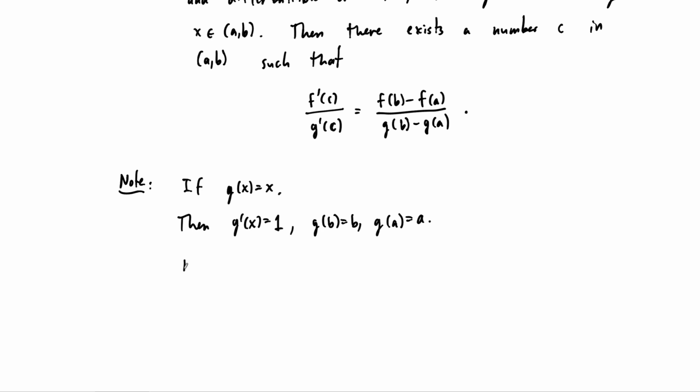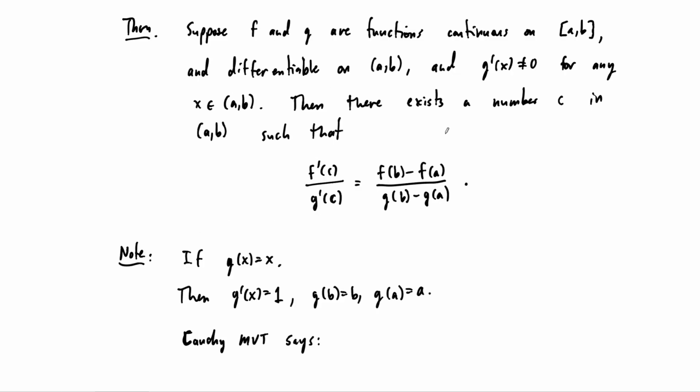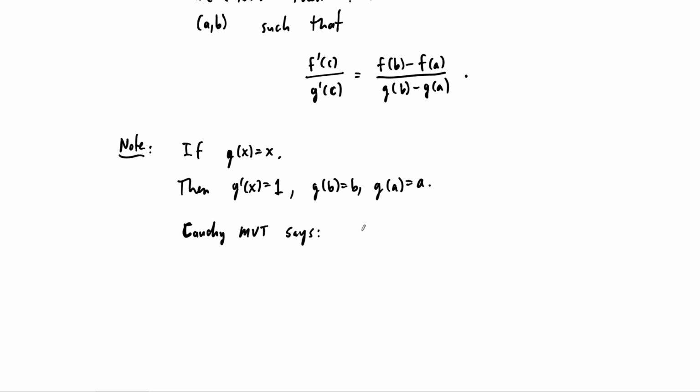Look what you get. So then the Cauchy MVT says, given all of the same assumptions on f, that there exists a point c in this interval from a to b. This backwards e means there exists a point c such that, look what happens. F prime of c over g prime of c. Well, that's 1. So the left-hand side just becomes f prime of c. The right-hand side becomes f of b minus f of a, and then g of b minus g of a, well, we just said g of b is b, g of a is a, so this becomes b minus a. And that's exactly the usual mean value theorem, right?